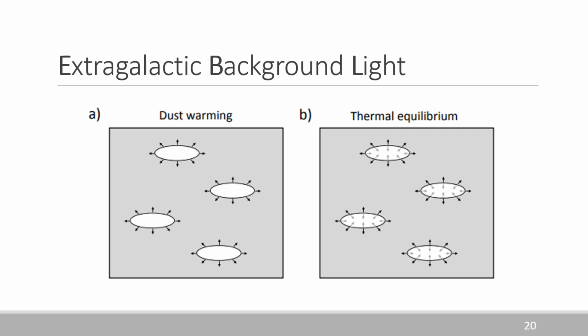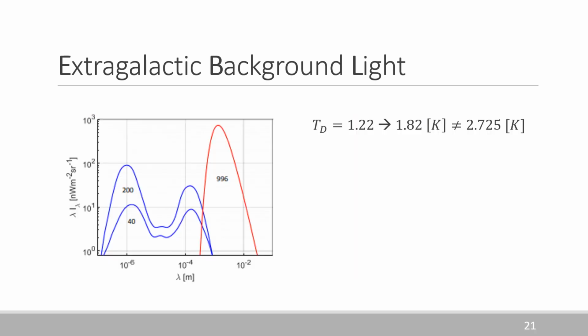So using that cycle from before and his EBL estimates he established, he can now use all this to estimate the temperature of the dust in this condition. And the estimated dust temperature is 1.22 to 1.82 Kelvin, which, if you remember the temperature of the CMB from before, is obviously not equal to the 2.725 Kelvin we've measured for the CMB.